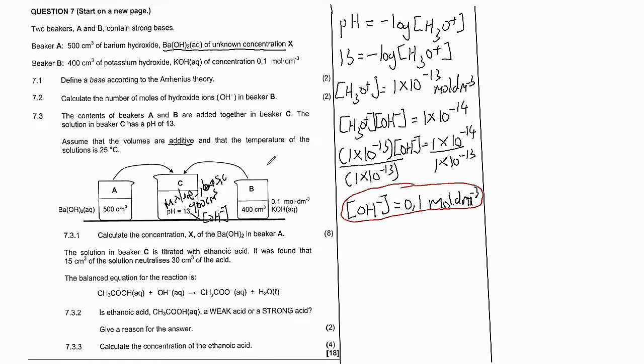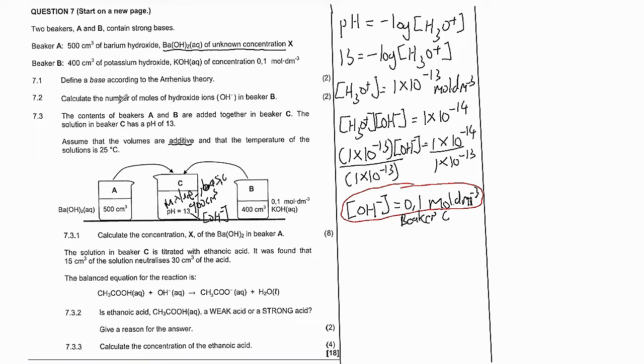So, okay, we have concentration, but this is not the concentration we are calculating. This is not all we do for 8 marks. This is acids and bases, and you know we are in for a ride. Now that we have found the concentration of the hydroxide ions in what? In beaker C. It's important to note that this is in beaker C.